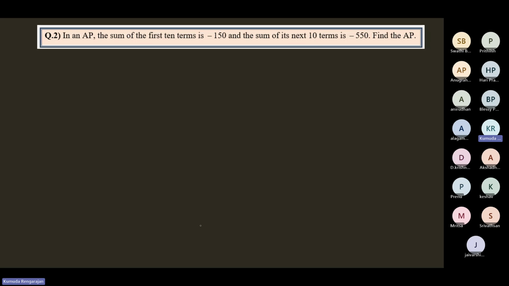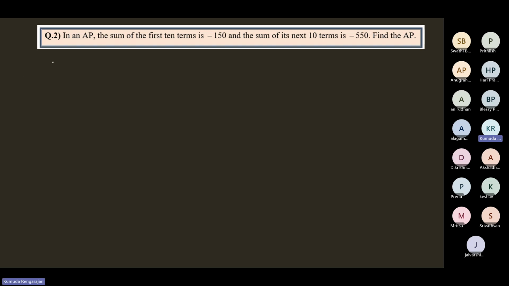This is the next question. In an AP, the sum of the first 10 terms is minus 150, and the sum of its next 10 terms is minus 550. Find the AP. So the sum of the first 10 terms is given to you. That means S10 is given.